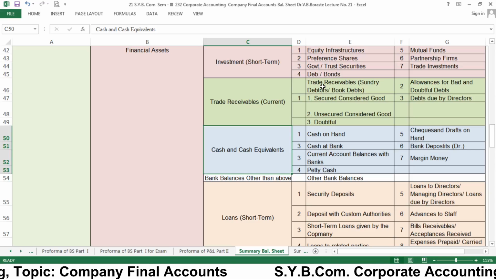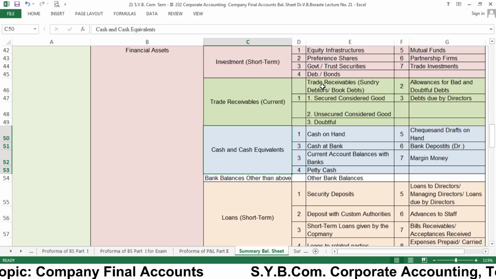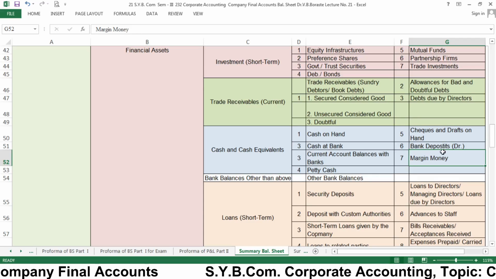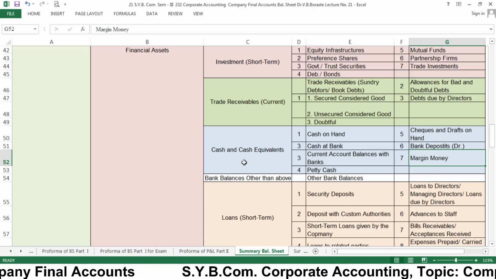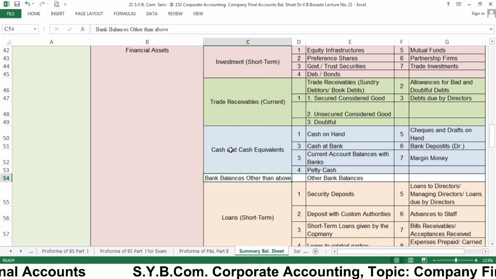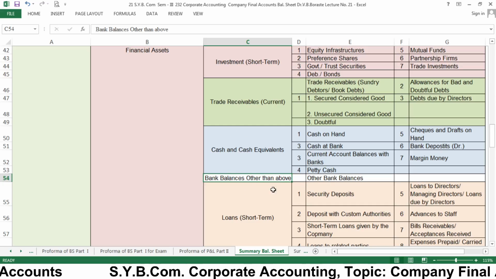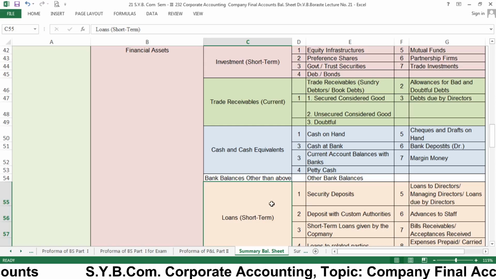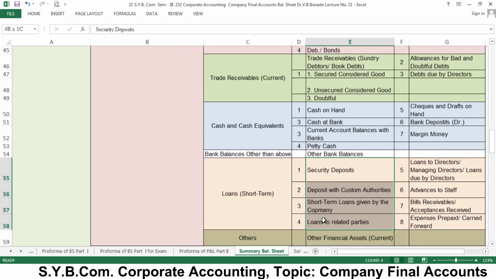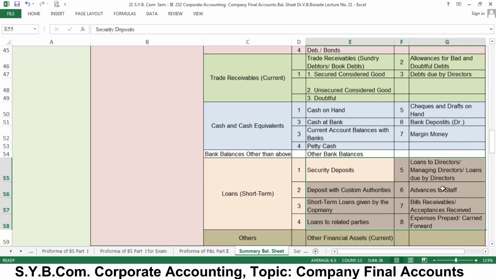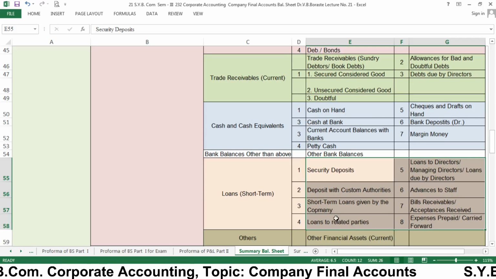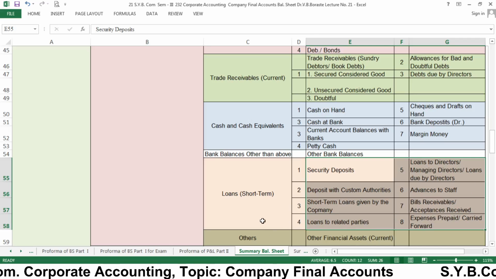Cash and cash equivalent, as you know: cash in hand, cash at bank, current account balance with banks, petty cash, and cheques and drafts on hand will be recorded here, as well as bank deposits, debit balances, and margin money. Then bank balance other than the above, that is, other than investment, trade receivable, and cash and cash equivalent, will be recorded here. Loans, or short term loans, will be recorded as sundry deposits, security deposits, deposits with customs authority, short term loans given by the company, loans to related companies, as well as loans to directors, managing directors, or loans due by directors, advance to staff, bills receivable, acceptances received, and expenses prepaid carried forward. So all these assets are recorded in this head.